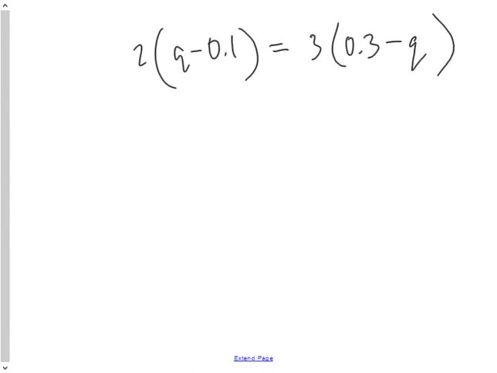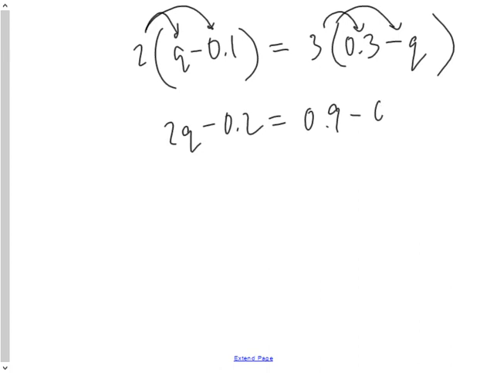Here, the interesting thing is you could expand first and then work it out. We're going to expand first and work it out. So we're going to multiply both sides by 2. So 2q minus 2/10 is equal to, expand, is equal to 0.9 minus 3q.